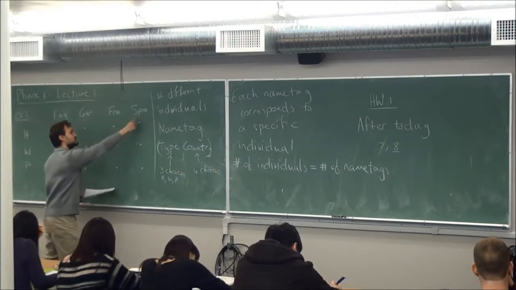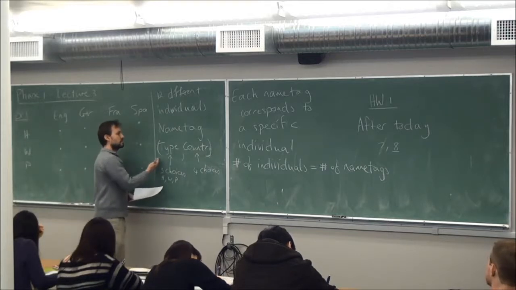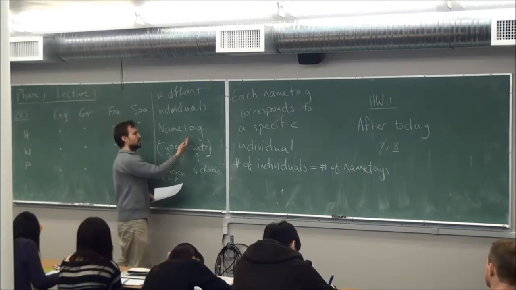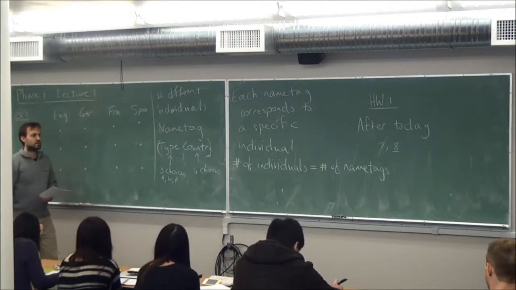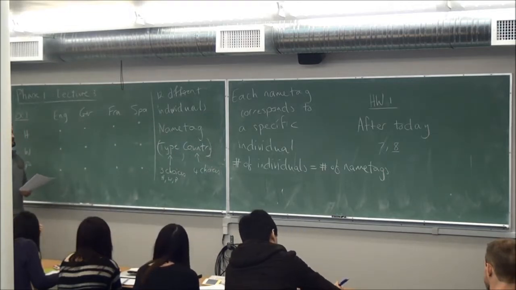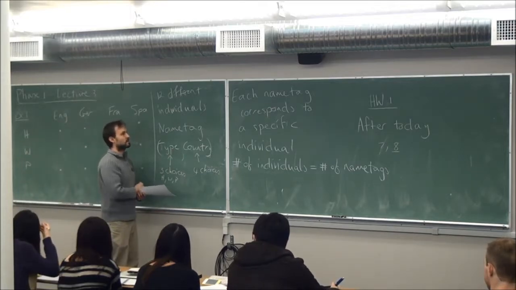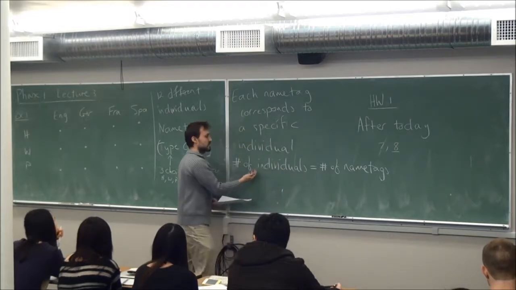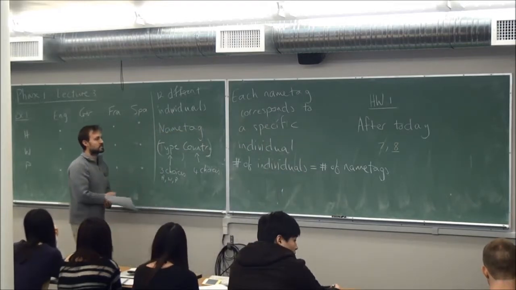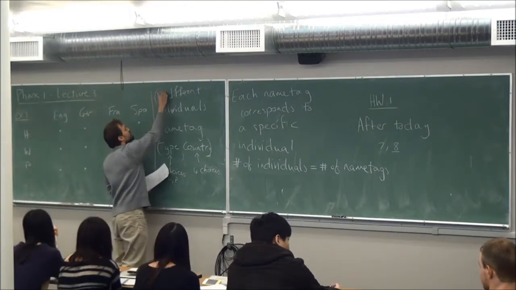England, Germany, France, and Spain. And if I filled in the type, if I filled in the country, then I completed my name tag. And I'm interested in how many different ways can I make a name tag. That's going to be the same as the number of name tags. That's the same as the number of individuals I'm actually interested in. So we know it's 12.